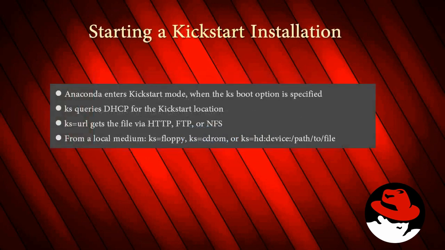You can start a Kickstart installation where Anaconda enters the Kickstart mode when the ks boot option is specified. The ks option queries DHCP, Dynamic Host Configuration Protocol, for the Kickstart location. You have to define the variable url equals to ks. It gets the file via HTTP, FTP, or NFS. From the local medium, you can also select floppy, CD-ROM, or other devices, including the hard disk, and provide the path for the file, the image.